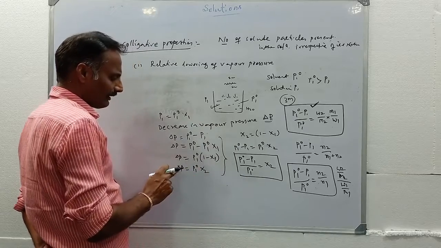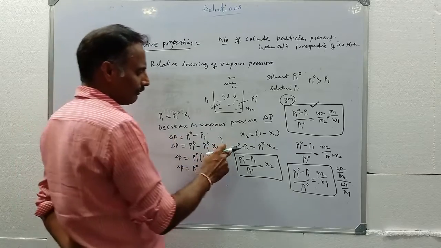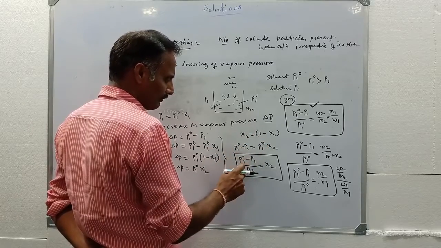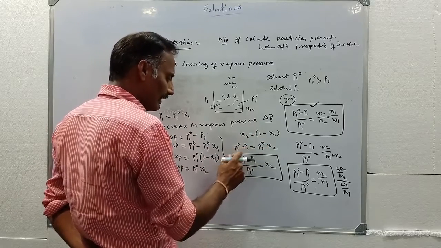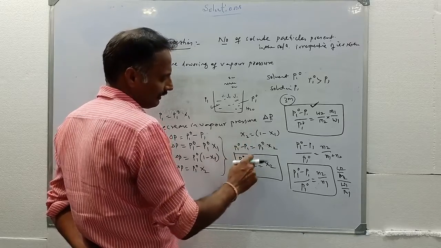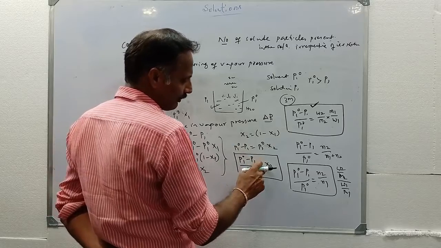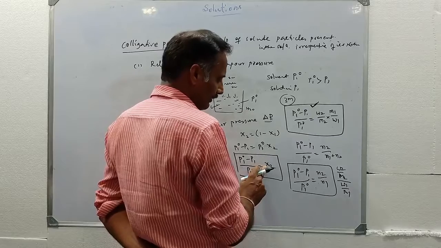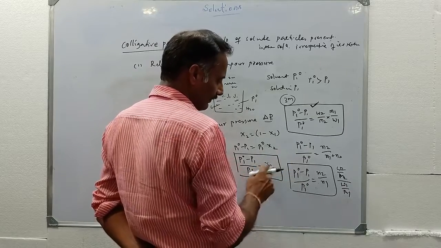And what is delta P here? Delta P is nothing but P1 naught minus P1. So P1 naught minus P1 equals P1 naught X2, and (P1 naught minus P1) by P1 naught is called the relative lowering of vapor pressure. The relative lowering of vapor pressure of a solution is proportional to the mole fraction of solute in the solution. Then what is X2? X2 is nothing but the mole fraction of solute.